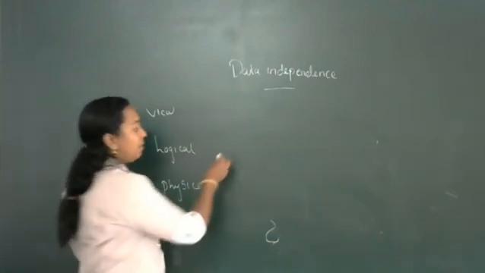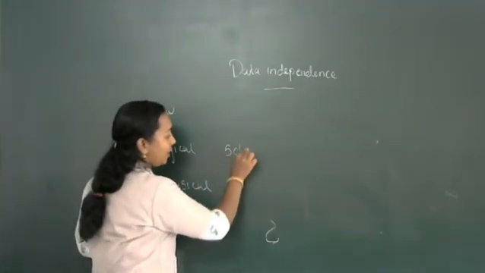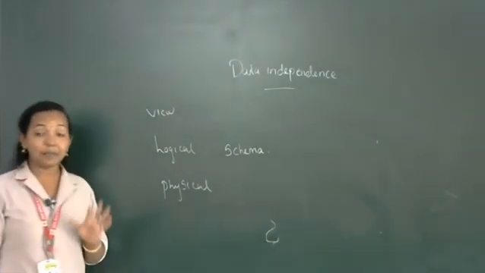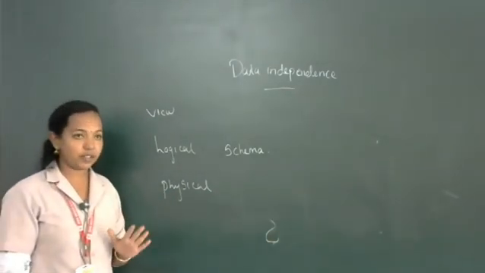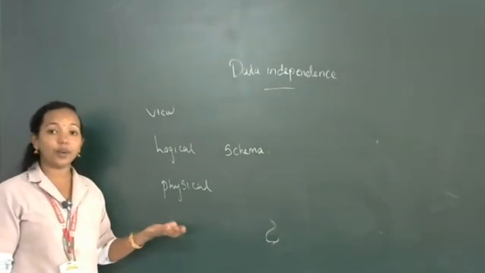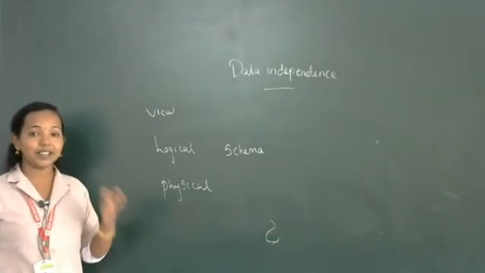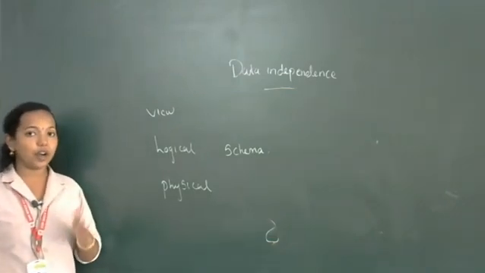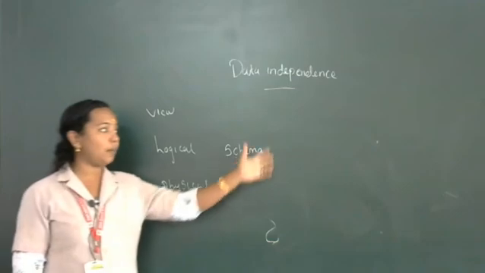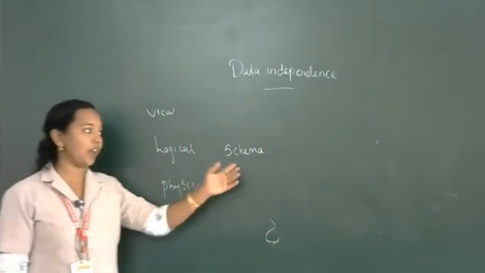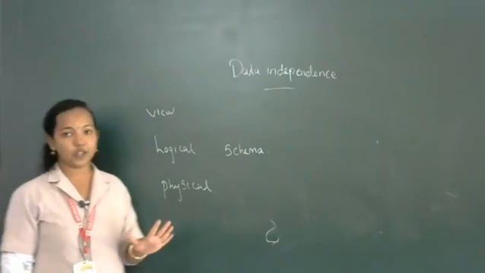In DBMS, instead of structure, we will use the term schema representation. Schema means the structure of the database. So from the next video onwards, instead of structure, I will use the word schema. Schema means the structure of DBMS. Clear? This is the common term that we use in DBMS.